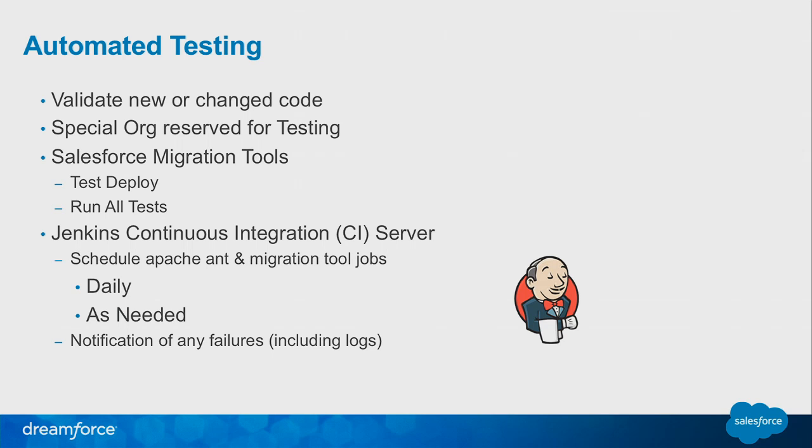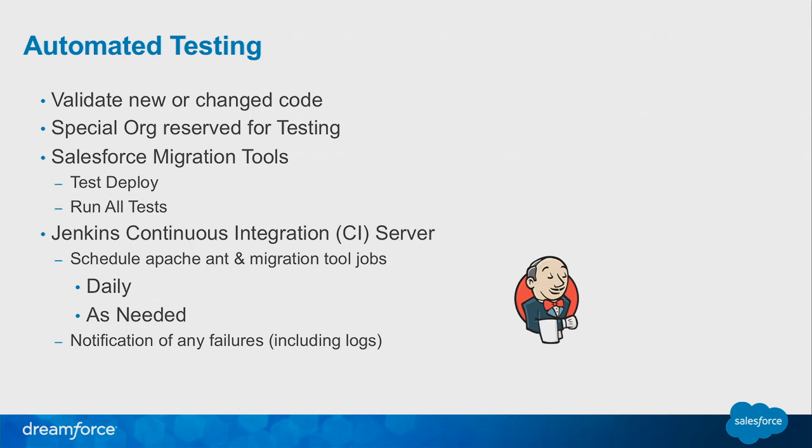How we automate this is we have a special org that's reserved for testing. And that special org is just like a dev org, except we restrict access to it. We don't allow anyone to push code to it. It's only the automated process that is allowed to do that. And we never actually persist code in there. How do we do that? Well, we use the migration tools, but we use a feature of the migration tools that's a test deploy.